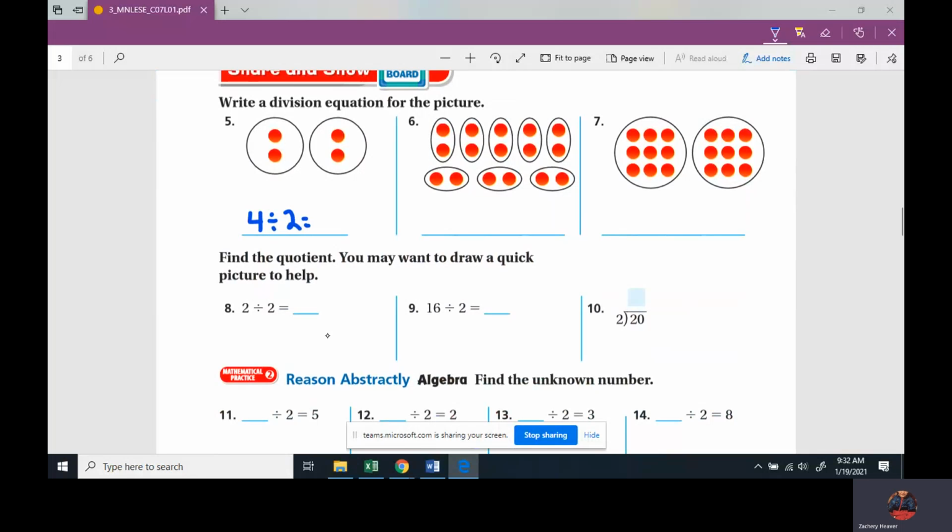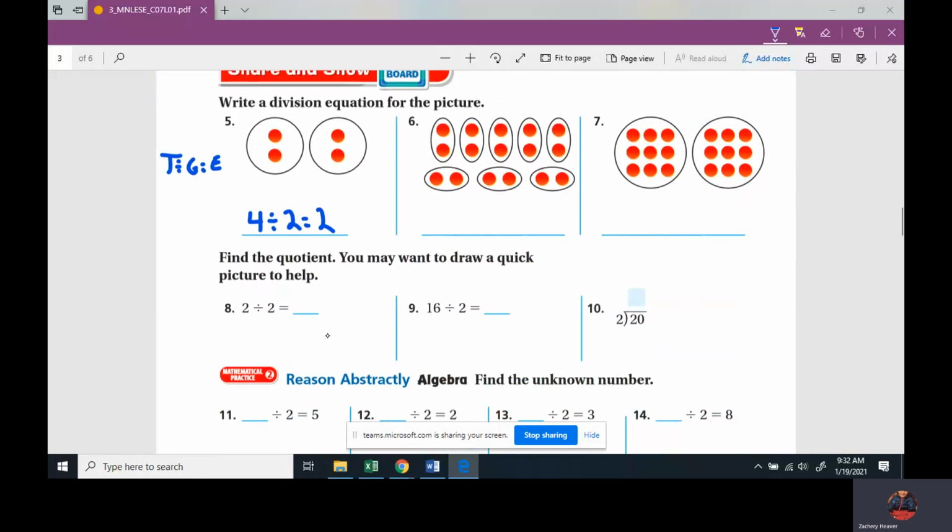We have 4 total, 2 groups. How many's in each group? 2. So we're going to go total divided by group equals each group, okay? T divided by G equals E. All right? So, Aubrey, let's try this one.